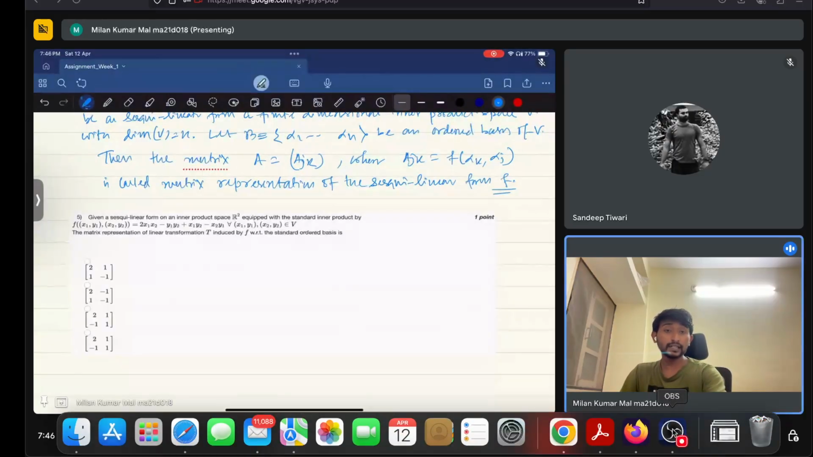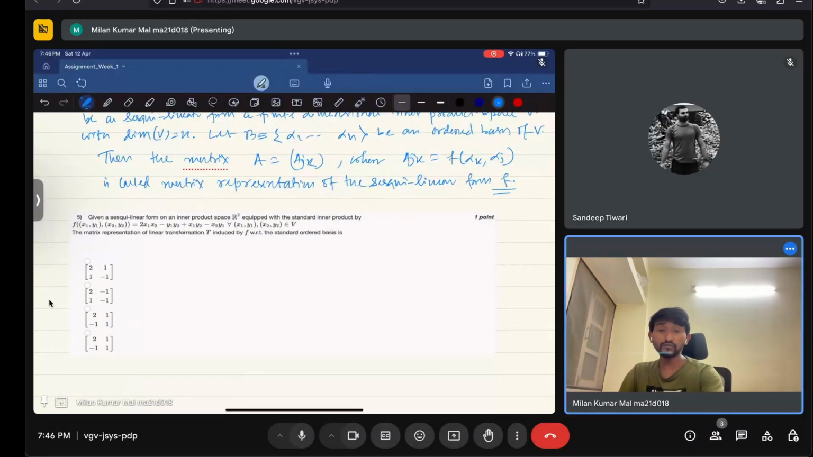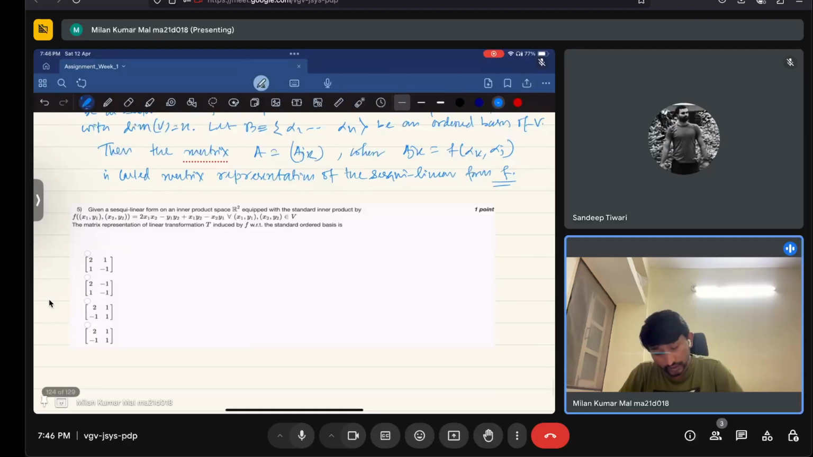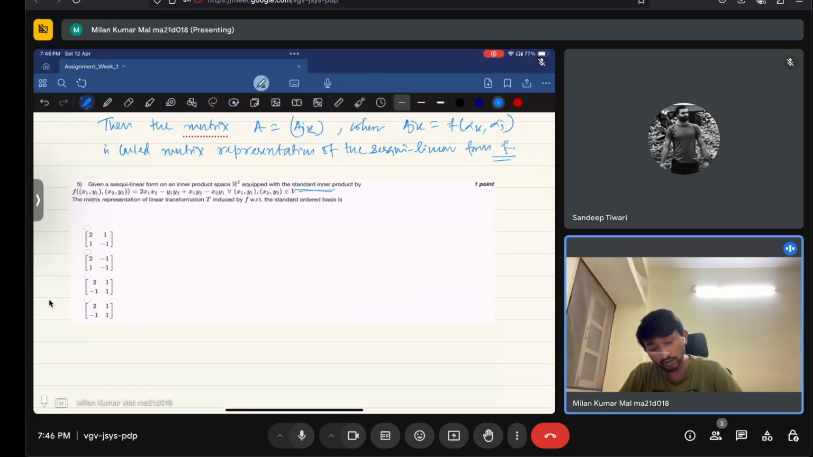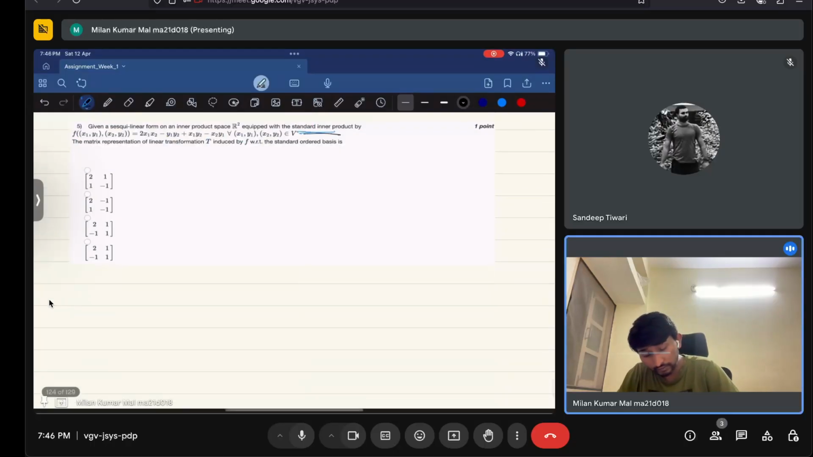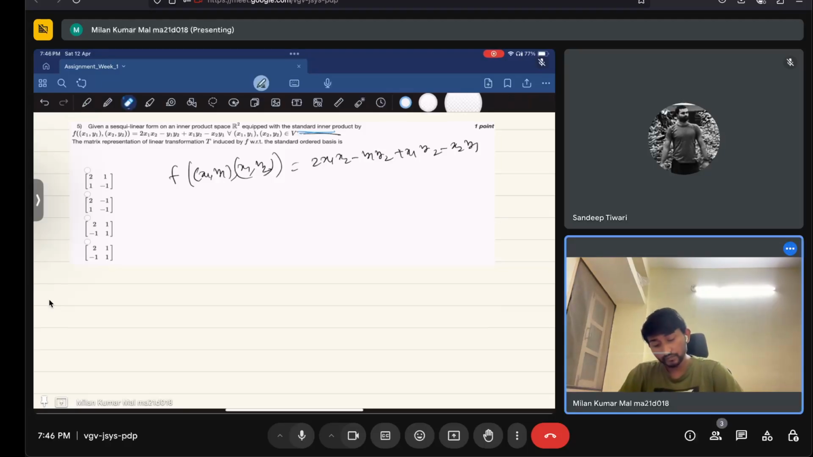Now one thing is that if we have not said anything, then we should consider the matrix representation with respect to the standard ordered basis. Here it is already mentioned, so there is no problem. The question is that F is given this way: F of (x1, y1) comma (x2, y2) is given by 2x1x2 minus y1y2 plus x1y2 minus x2y1.